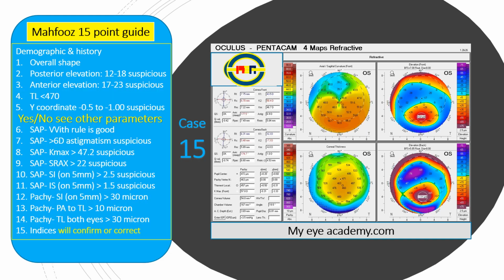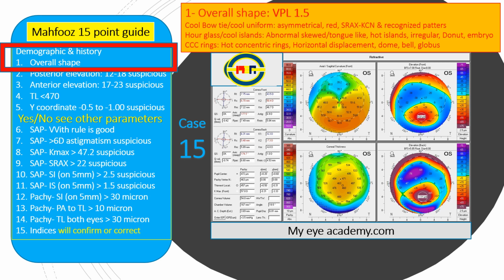And the last case. First of all, look at the overall shape. Look at the SAP map. It's a recognized pattern, which you can see in the VPL 1.5, and it's a kissing bird pattern. And look at the elevation maps. We have got a donut here and we have got a donut here. And we have got the concentric rings, but these are irregular and hot. So all of these are indicative of abnormal cornea.